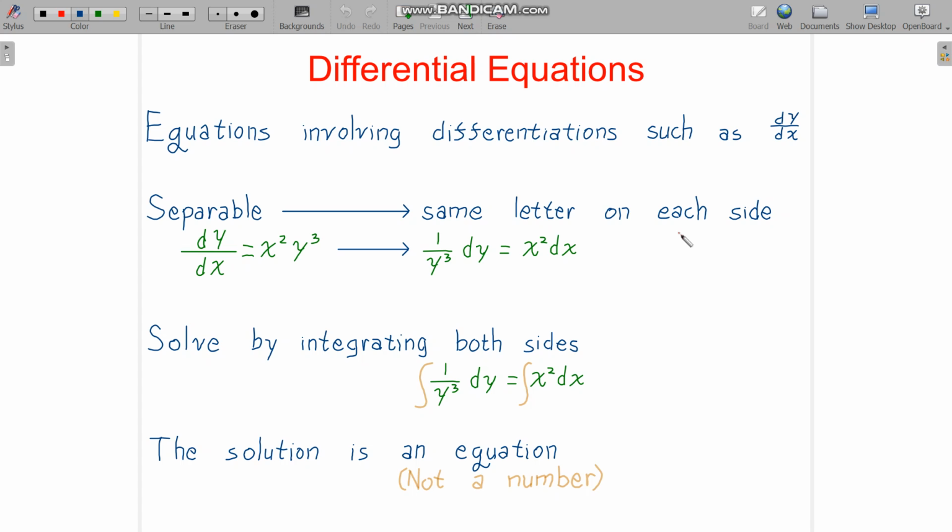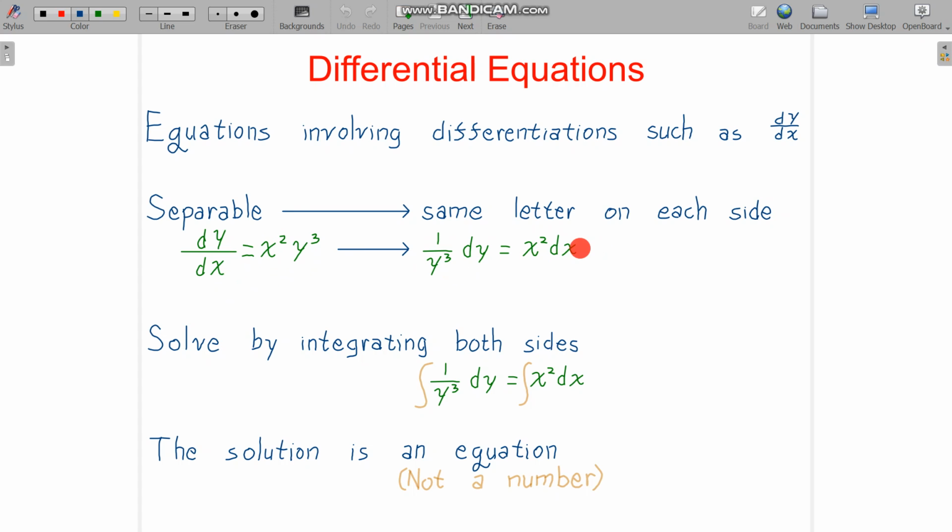Hello everyone, this video is about differential equations. Equations involving differentiation, such as dy/dx, are called differential equations. This one is separable because we can put the same letter on each side. For example, dy/dx equals x squared y cubed. We can divide by y cubed and multiply by dx.